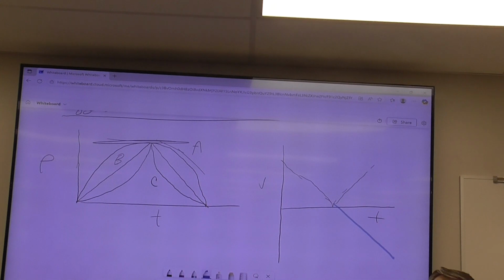It would start speeding up going in the same direction, because your graph never crosses through 0, 0 to show a change in direction. Okay? So that's why that line that slopes through there is correct.